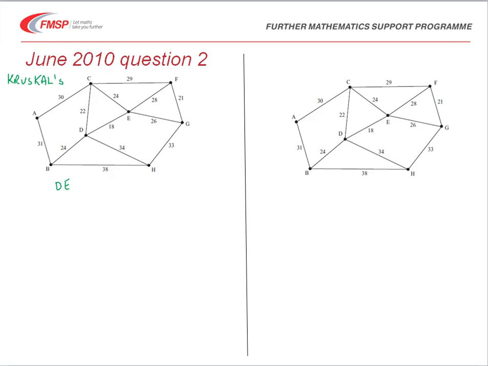So we're going to include DE, and what I would suggest you do is indicate that on the diagram as well, that that one has been included. It's worth keeping a track of its weight, so that is 18. And then we move on. We can look anywhere on the diagram for this. You do not need to connect it to DE, because in this algorithm, it's not necessarily going to be a tree at every single stage. In fact, the next one is GF, which is 21.